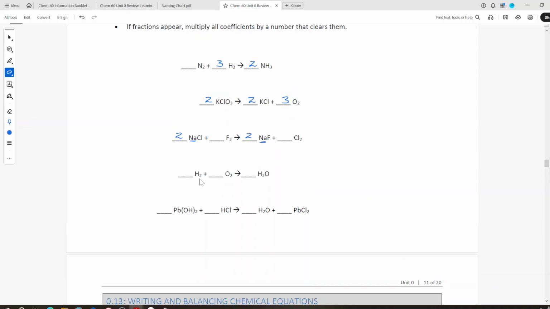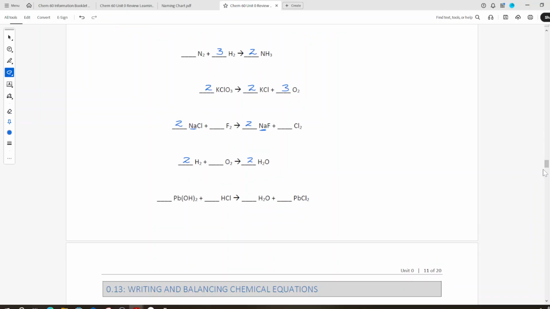When I look at this one, I have 2 hydrogens on the left. I have 2 hydrogens on the right. I'm all good. But then my oxygens aren't balanced. I have 2 on the left and only 1 on the right. So I'm going to put a 2 here, but that made me have 4 hydrogens. So I'm going to put another 2 here. It's kind of just playing. You either kind of like balancing equations or you don't.